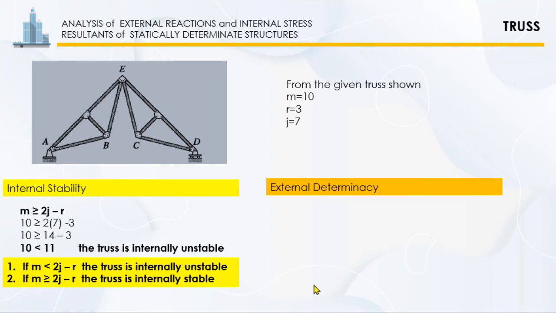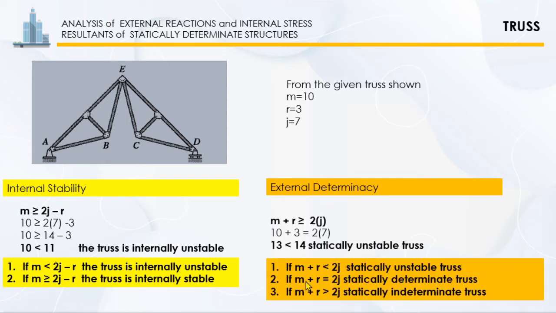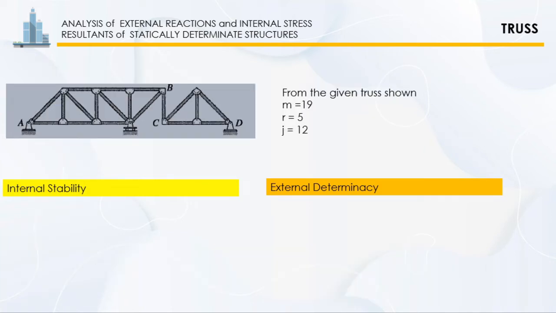So, kahit unstable siya, check naman natin yung kanyang external determinacy. So, substitute lang natin ulit. Dito sa M plus R is greater than or equal to 2J. So, we have 10 plus 3 is equal to 2 multiplied by 7. So, ang masasolve natin dyan, class, is 13. So, 13 is less than 14. So, ibig sabihin lang, statically unstable talaga yung truss natin, kahit external and internal.